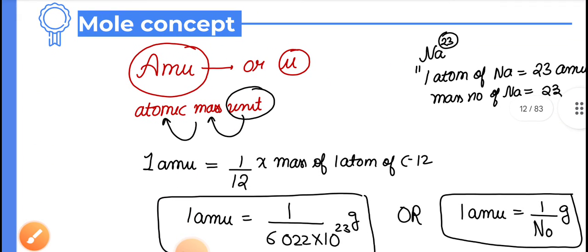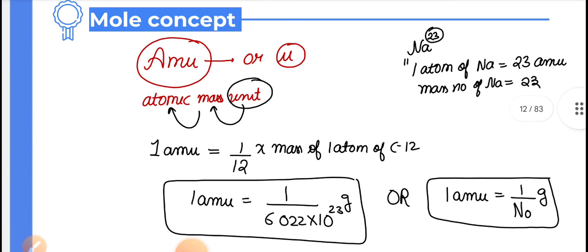Let's go to the next. Atomic mass unit. I think this word is familiar to all of you. Atomic mass unit is 1 by 12th of the mass of one atom of carbon-12. That means if you take 12 grams of carbon, and in that take one atom, the mass of that one atom upon 12 is called the atomic mass unit. Suppose let's take sodium, 23 grams. In 23 grams of sodium, take one atom, and its mass upon 23.